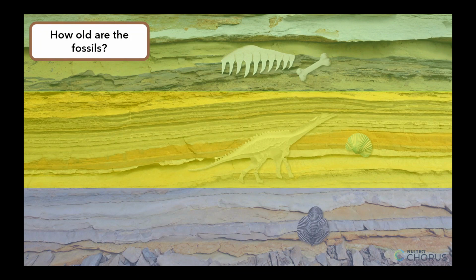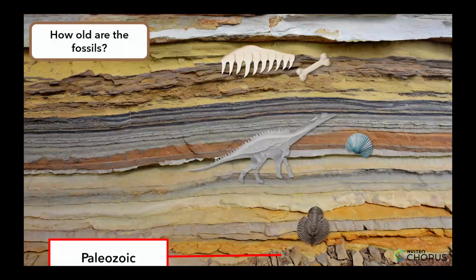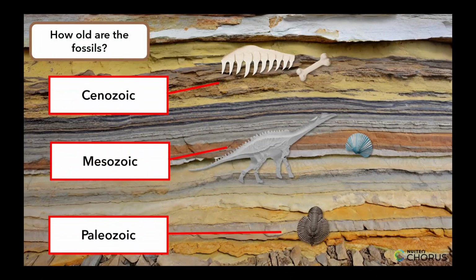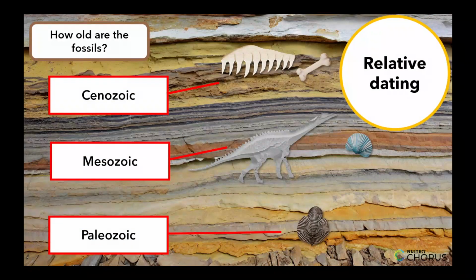Fossils are usually found in sedimentary rocks, and these rocks are made up of layers of different materials. By studying these layers, you can figure out in what order they were formed, and therefore figure out which fossils are older than others. This process is called relative dating. Fossils in lower layers of rocks tend to be older than fossils in higher layers of rocks.